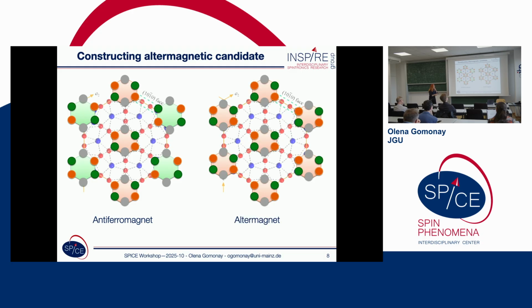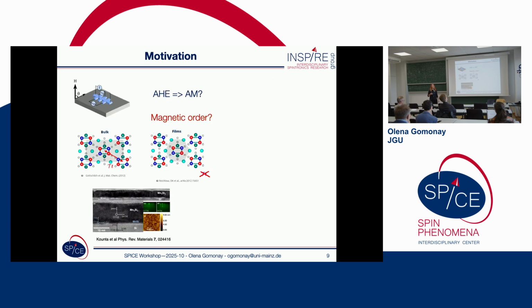This type of ordering can be obtained while you grow material on the buffer, and this is what our Czech group and French group is doing. And in this case, you have this multi-layered structure with a lot of the deformations, which also play an important role. And so this is an altermagnetic candidate.